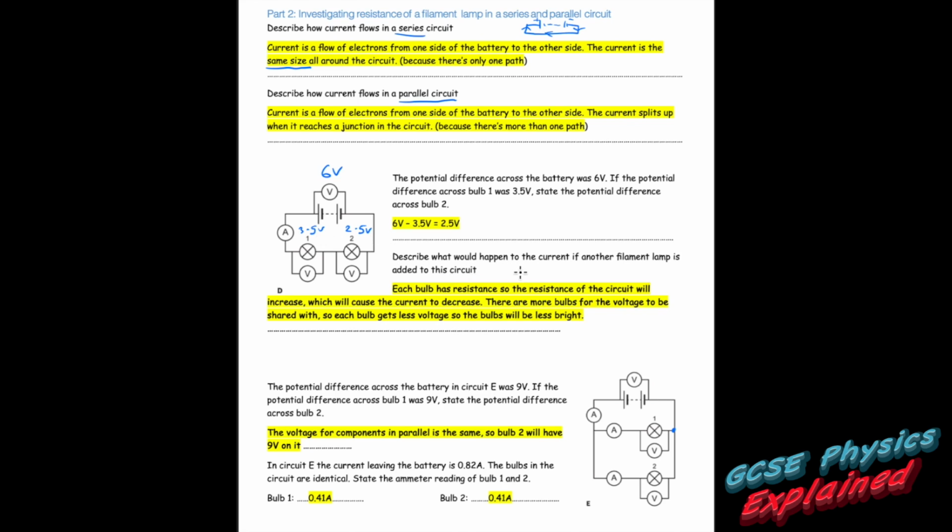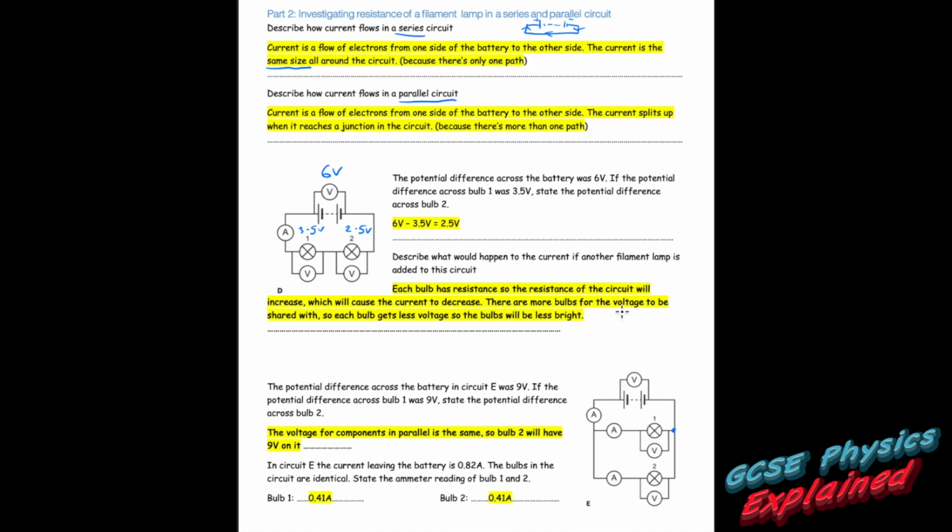Describe what would happen to the current if another filament lamp is added to this circuit. Okay. Each bulb has got resistance, so the resistance of the circuit will increase, which will cause the current to decrease. Remember, we use resistance to control the size of the current.